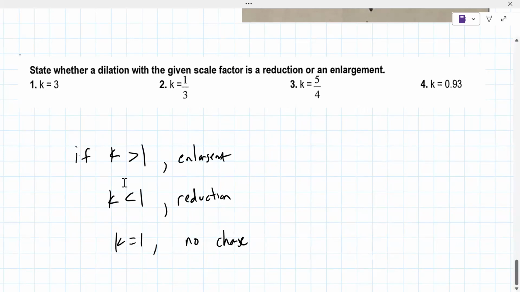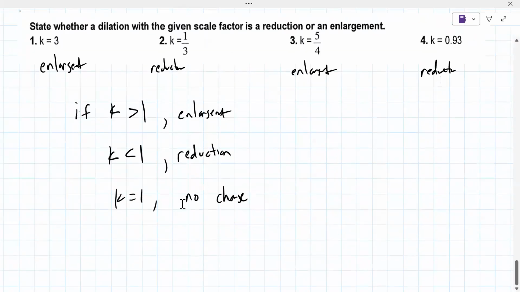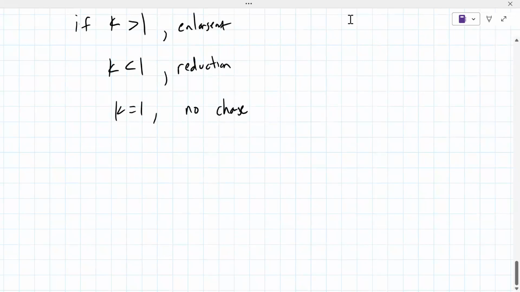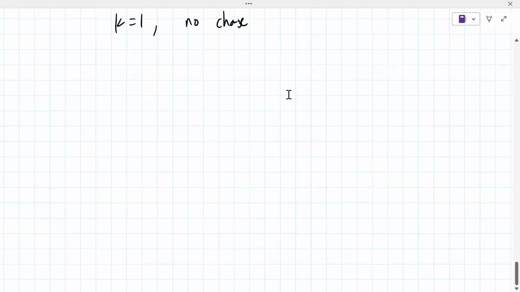Okay, so tell me what you see here. For each of these, is it an enlargement or a reduction? Number one is enlargement. Two is reduction. Three is enlargement, and four is reduction. Very good. Okay, so now the next type of problem that you might be given is where we'll just do a segment here so you can maybe draw. Do you have any graph paper today? I do not.